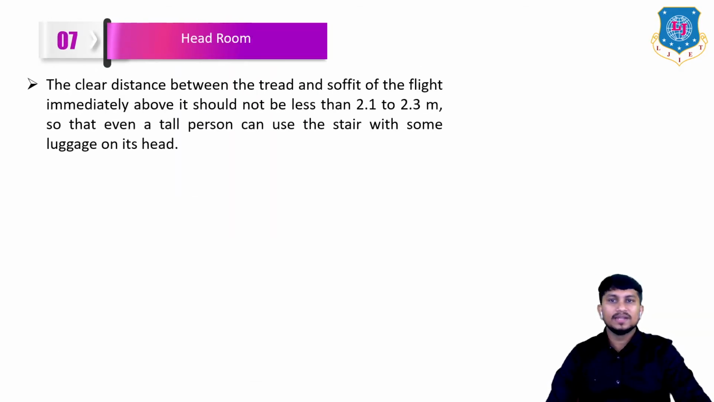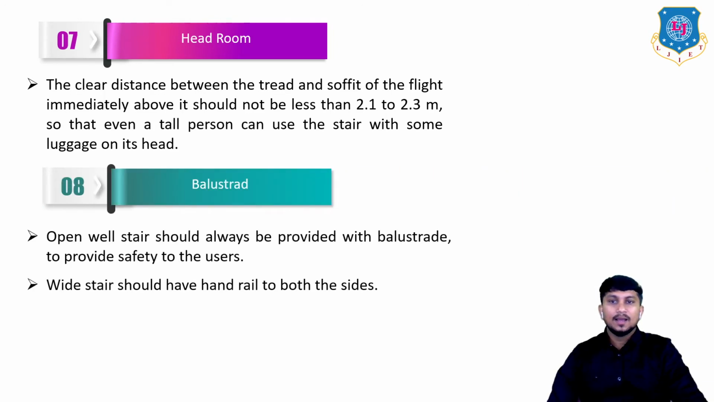The next requirement is headroom. The clear distance between tread and soffit of the flight immediately above it should not be less than 2.1 to 2.3 meter, so that even a tall person can use the stair with some luggage on the head. Next requirement is balustrade. Open well stairs should always be provided with balustrade to provide safety to the users. Wide stairs should have handrails on both sides.